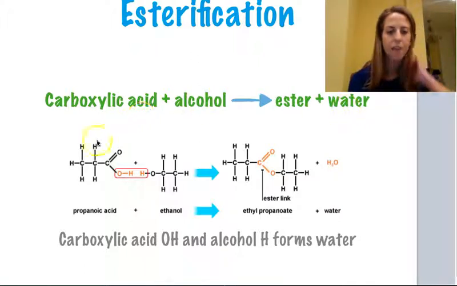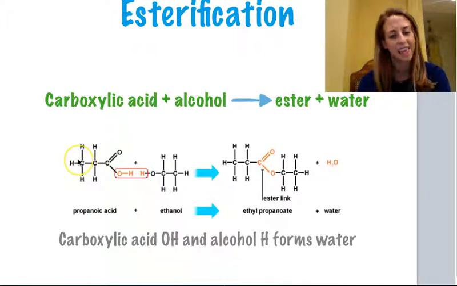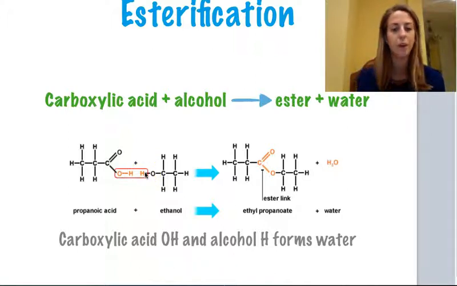Now, we have propanoic acid. Right here we have a carboxylic acid. We know this because there is our carboxyl group right there. And our ethanol, because we have a hydroxyl group right there. We have a carboxylic acid and an alcohol. We react them together and we form an ester link, which is in the middle, where we make an ester. Notice how we form water.